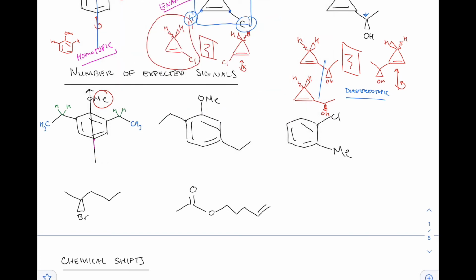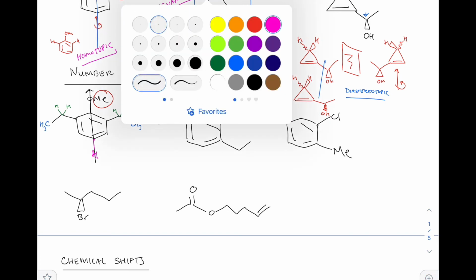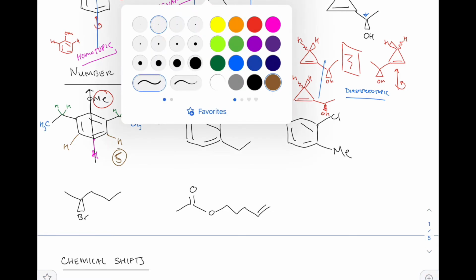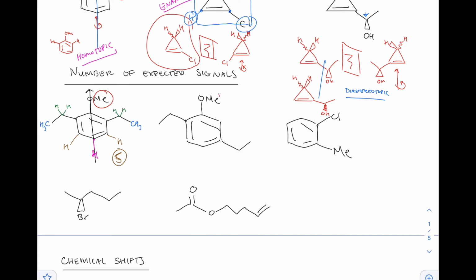Let's see, we'll do pink for this bottom one, and brown right here, just because that's what I've got. Okay, so that's 1, 2, 3, 4, 5 different number of signals, or I would say proton resonances. So that's 5 total. Okay, so for this one, just so I don't have to color code everything, I'm going to say this is 1.